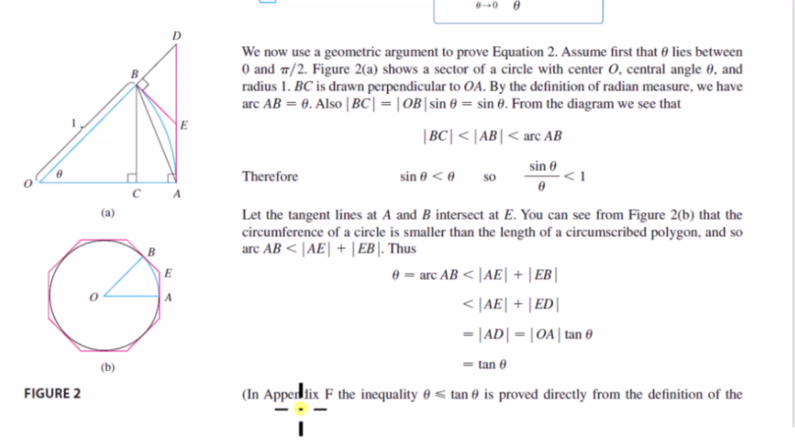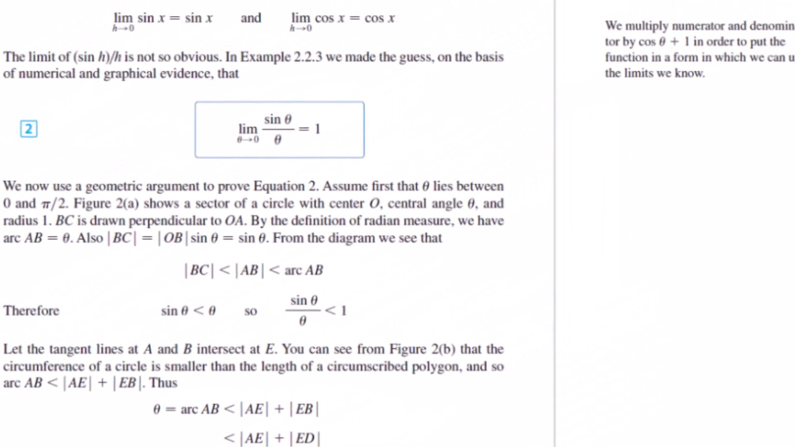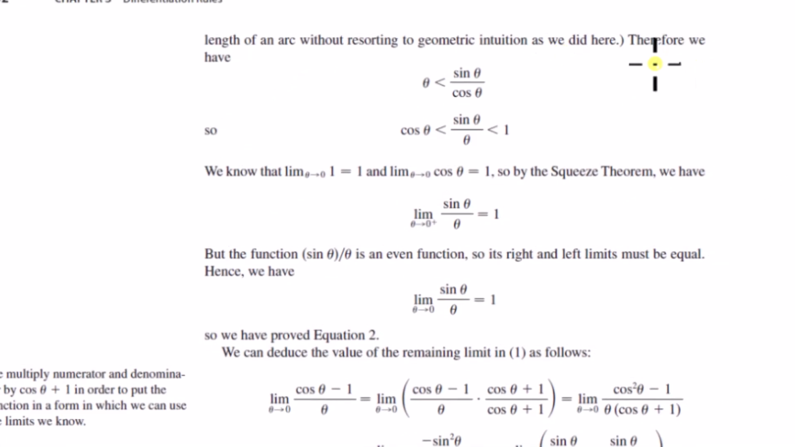It says that in Appendix F, the inequality theta is less than or equal to tangent theta is proved directly from the definition of the length of an arc, without resorting to geometric intuition as we did here. Okay, so therefore theta is less than tangent theta, so theta is less than sine theta over cosine theta. Now you can multiply both sides by cosine theta and divide both sides by theta. We can do that because, since theta is between 0 and pi over 2, cosine theta is always positive and theta is always positive, so we don't have to worry about flipping the inequalities.